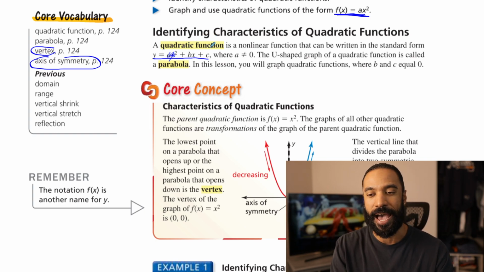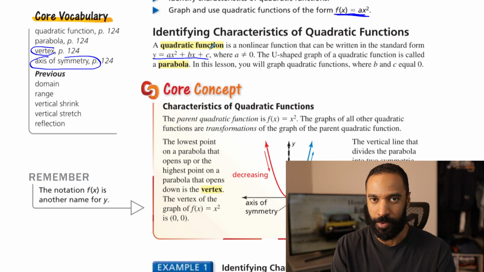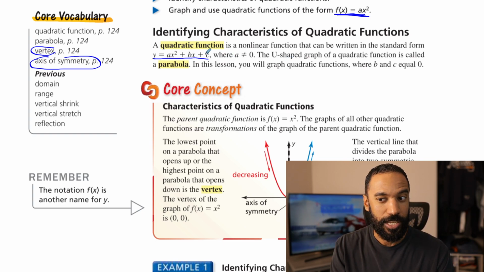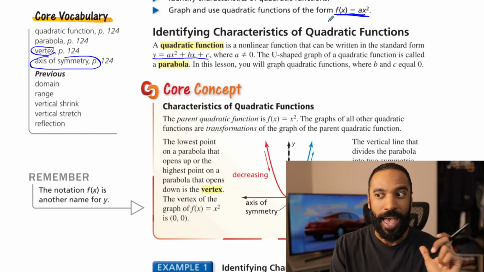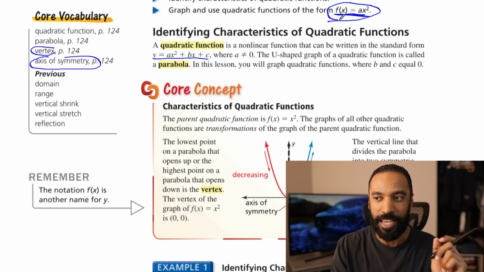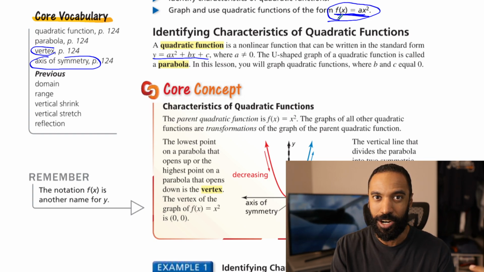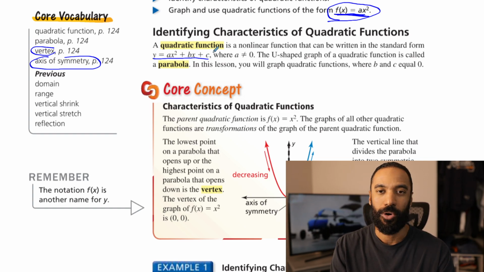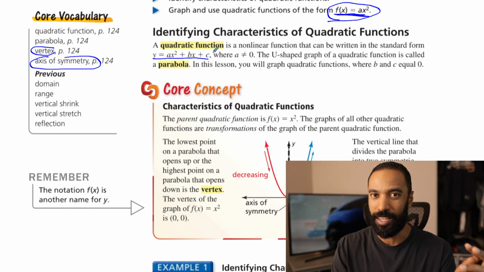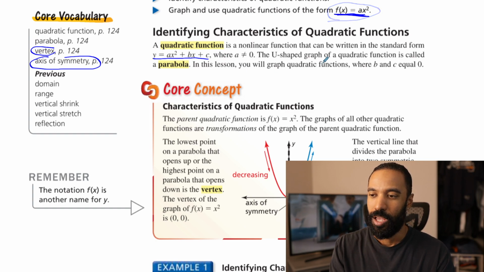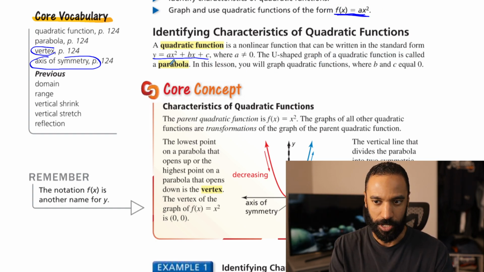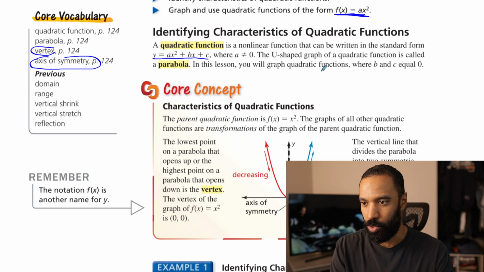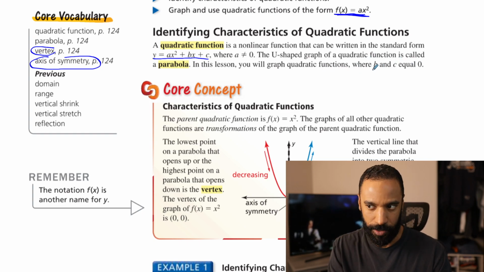So clearly a has to be a non-zero value, otherwise it's not quadratic. Now b and c, notice they didn't say b and c can't be 0, and in fact, since we're only using ax squared here today, b and c are going to be 0. We're not going to be talking about how these manipulate our graph or our equation in this particular section. The U-shaped graph of the quadratic function is called a parabola.